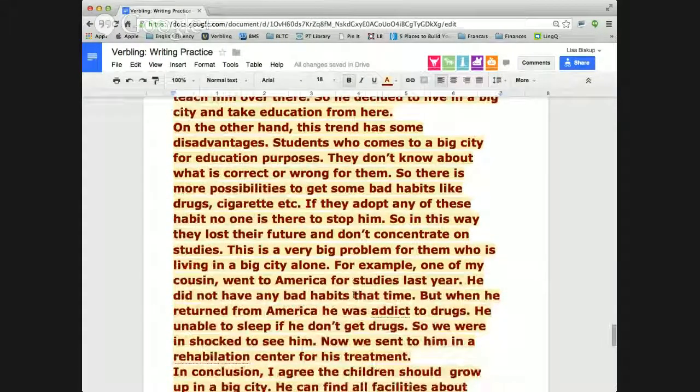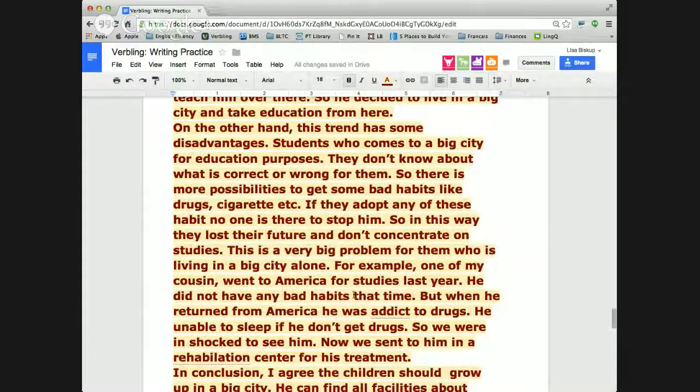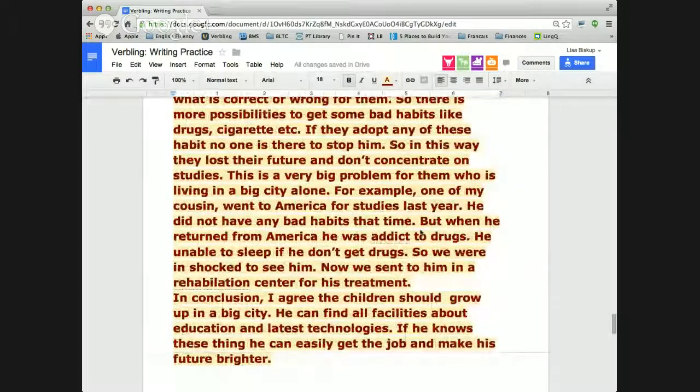On the other hand, this trend has some disadvantages. Students who come to a big city for education purposes don't know what is correct or wrong for them. So there is more possibility to get some bad habits like drugs, cigarettes, etc. If they do adopt any of these habits, no one is there to stop them. So in this way, they lose their future and don't concentrate on studies. This is a very big problem for those who are living in a big city alone.